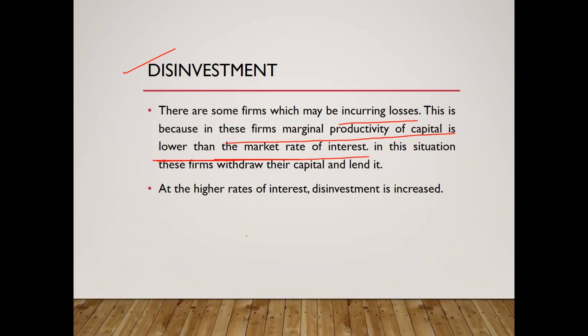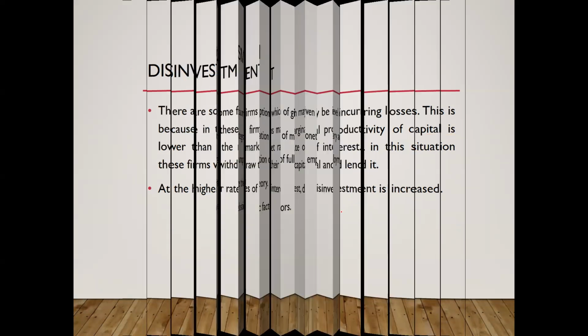That means by investing this 10,000 rupees in your production, you are getting a return of only 6,000, I mean 6%, but you are paying 10% as rate of interest. That means you are in a loss of 4%. So these firms withdraw their capital, and at a higher rate of interest, disinvestment is increased. When the rate of interest is on the higher side, disinvestment increases.